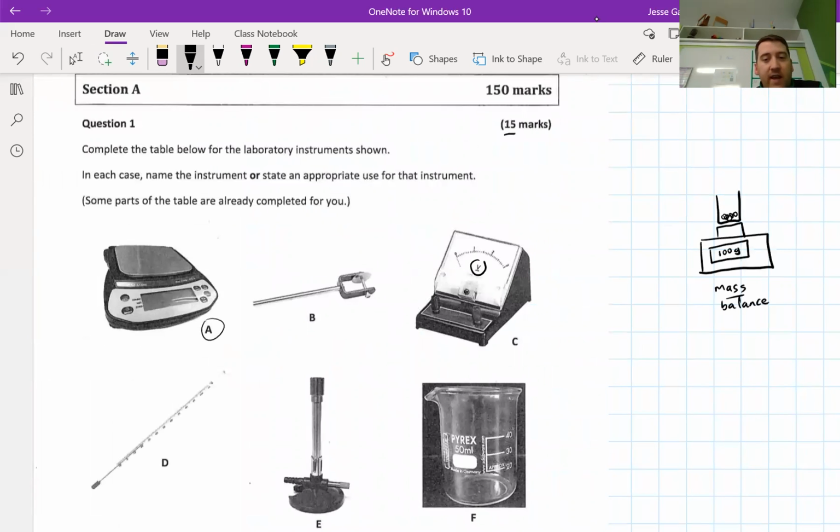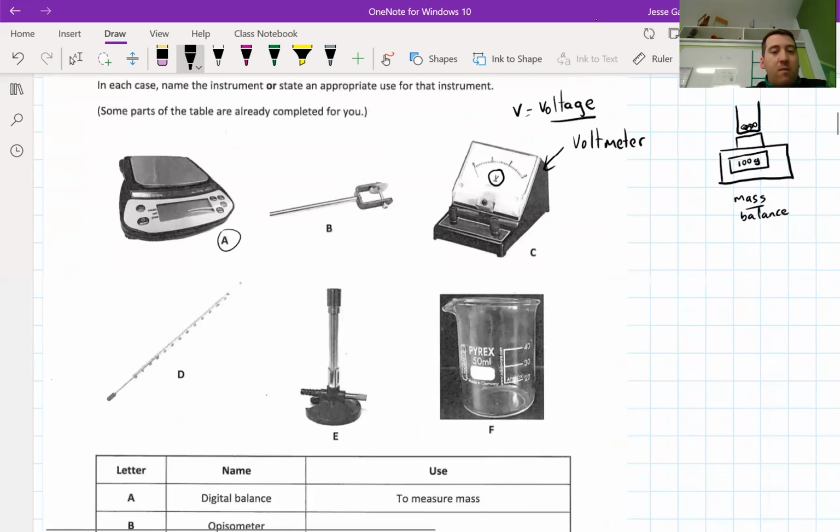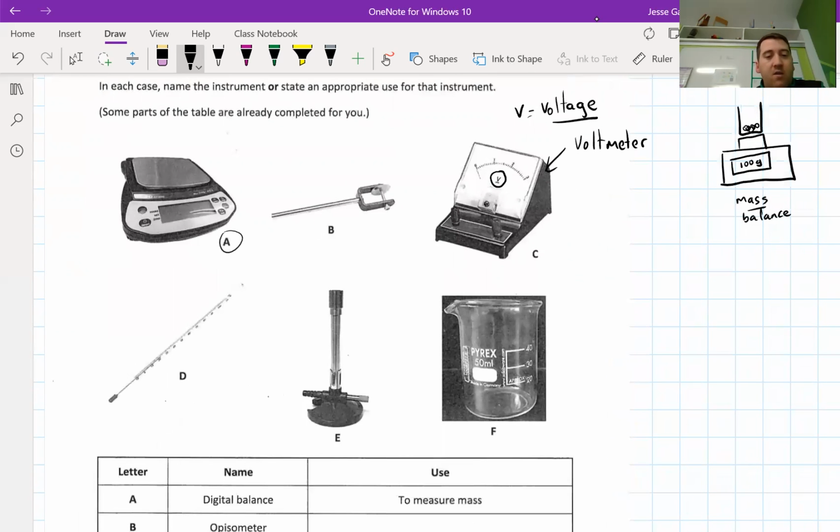Next one, we connect this into an electric circuit. I see a V here. V stands for voltage. We put this into an electric circuit and we measure the voltage. That's why this piece of equipment has the name voltmeter, because meter generally refers to measuring things. So a voltmeter measures voltage. The next one, most of us will be familiar with. That's a thermometer, and a thermometer measures temperature.